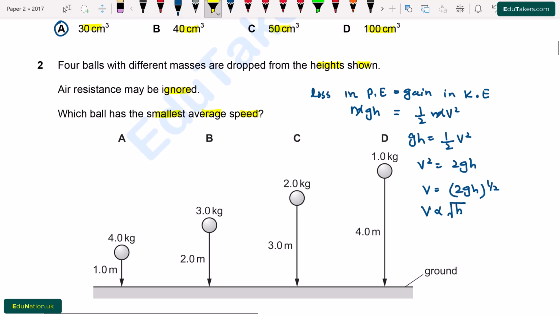Now we see the options. In option A, height is 1.0 meter. B, height is 2.0 meter. In option C, the height is 3.0 meter. And in option D, height is 4.0 meter. So the height is smallest for ball A. It means that the average speed will be smaller for ball A. Option A is correct from here.